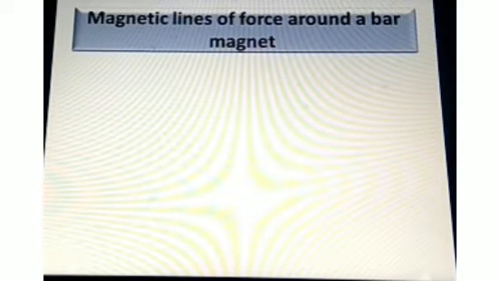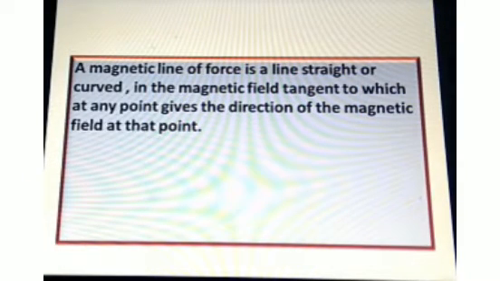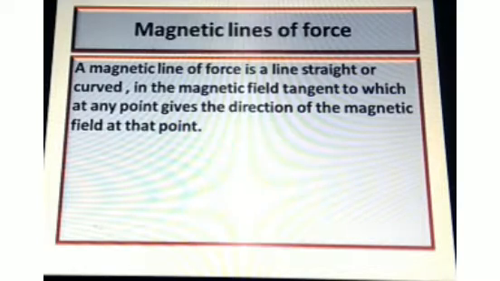Magnetic lines of force around a bar magnet. A magnetic line of force is a line, straight or curved, in the magnetic field, the tangent to which at any point gives the direction of the magnetic field at that point.